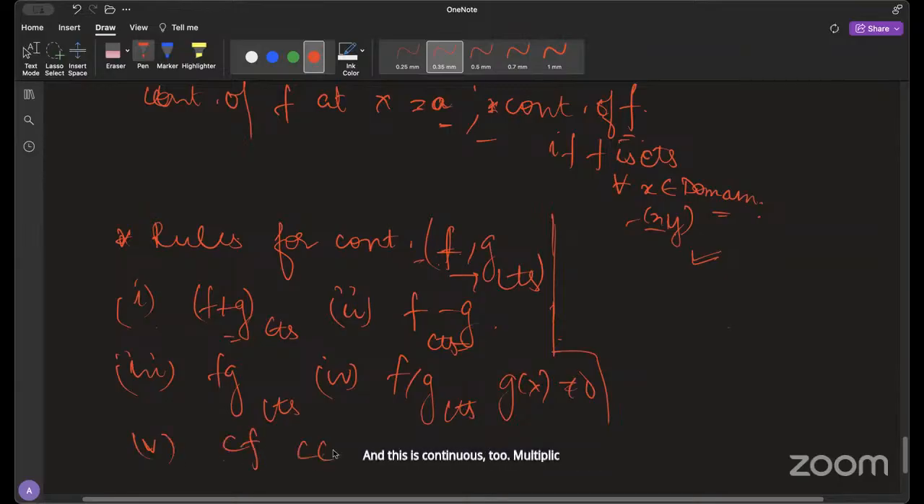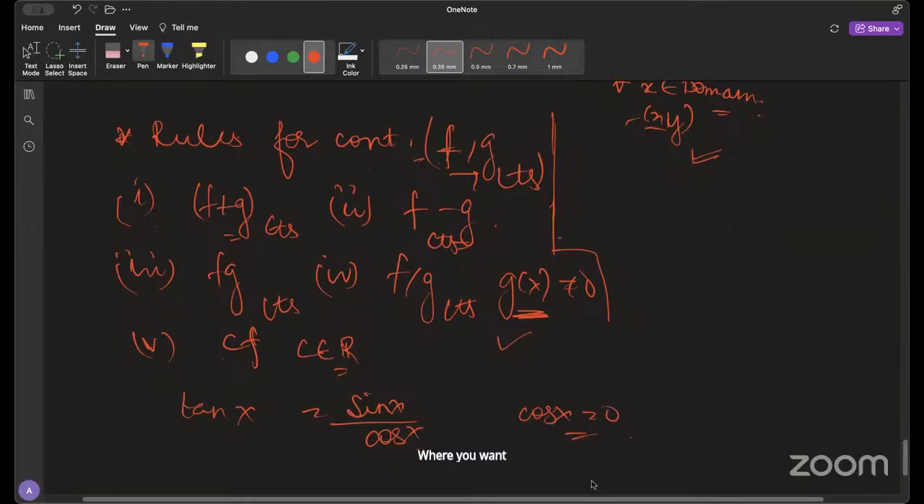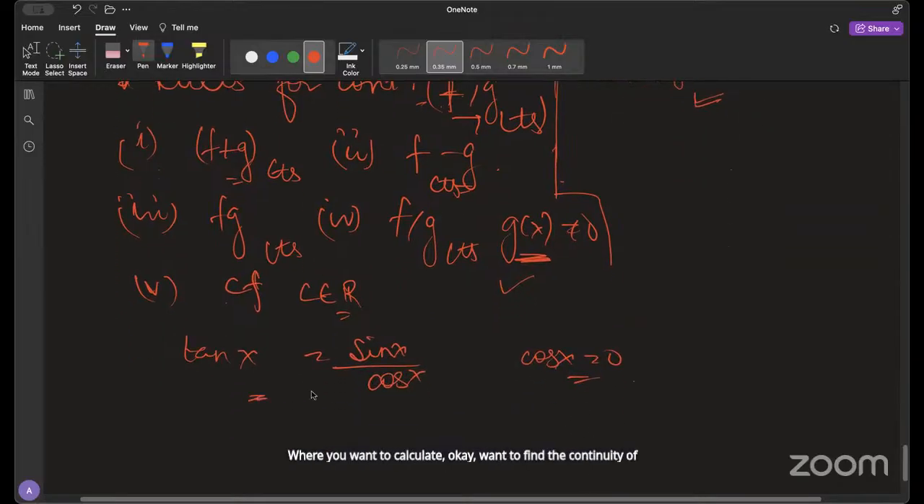And this is continuous too: multiplication with a scalar c, where c is in R. And then we have, so I don't think we need to do the examples for this. There was one thing about tan x. Your tan x is sin x by cos x, and here we use this condition. So your cos x should not be 0 where you want to find the continuity. If you want to check the continuity at, say, x equals to something, then at that point your cos should not be 0.